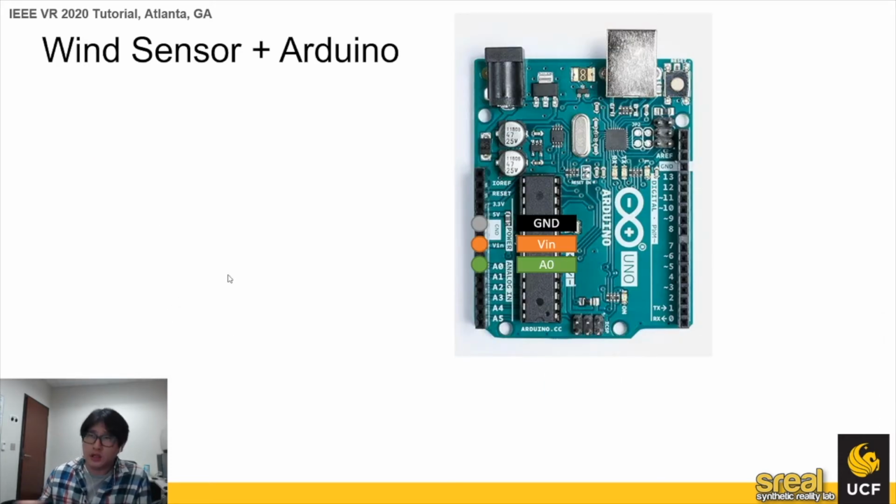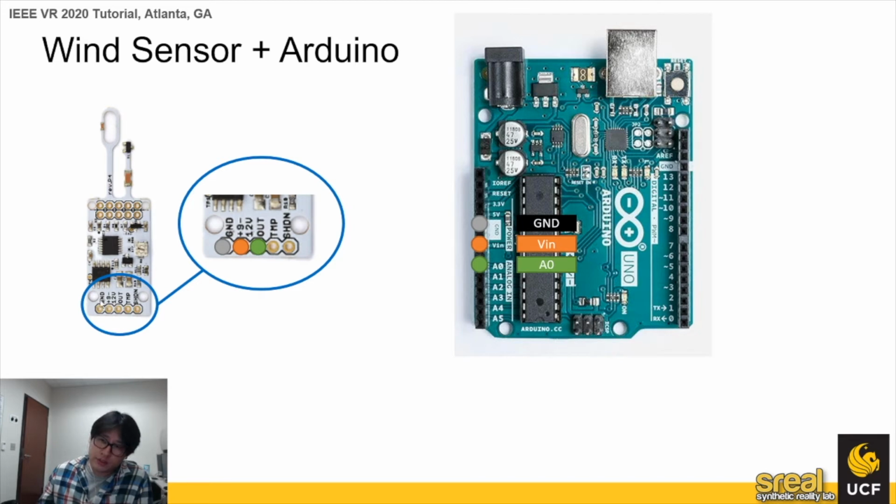So now let's connect the wind sensor with Arduino. Like I said before, Arduino has a bunch of different features like digital input output and analog input output. What we're gonna use for the wind sensor is this analog input part, and then the power and ground. So V in is the high voltage part, and the ground is the low, base part. In this wind sensor, you will see this ground, GND, 9 to 12 voltage, and output, temperature, and shutdown port.